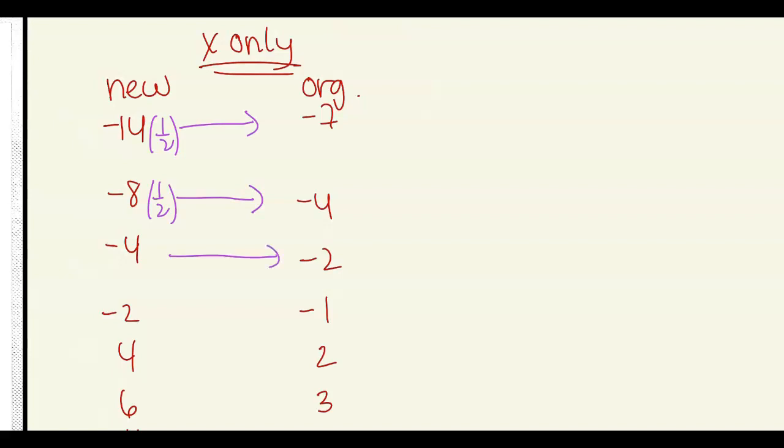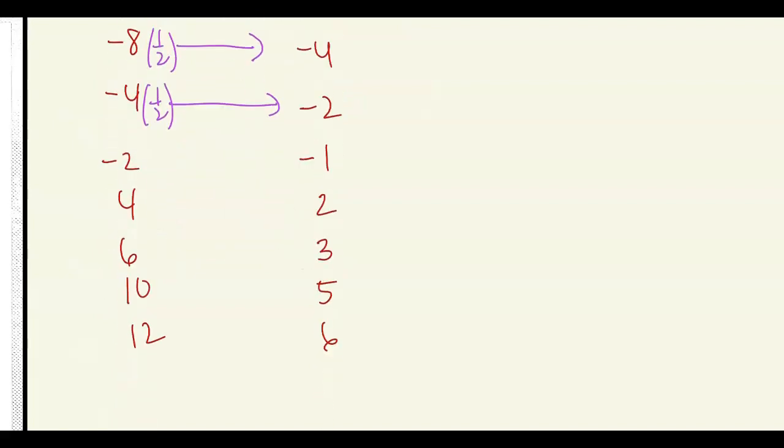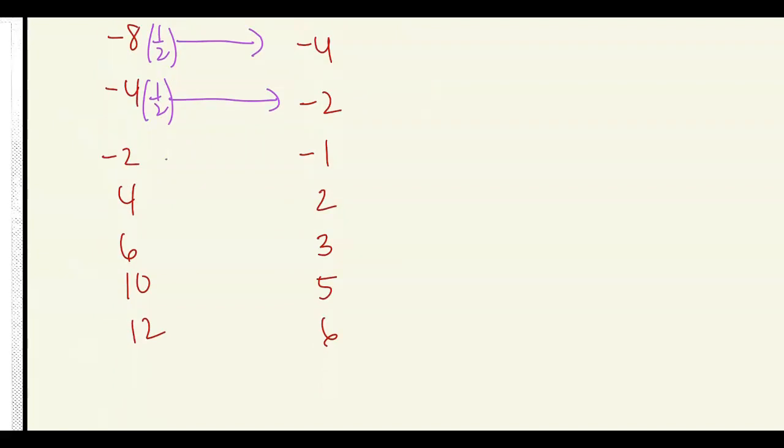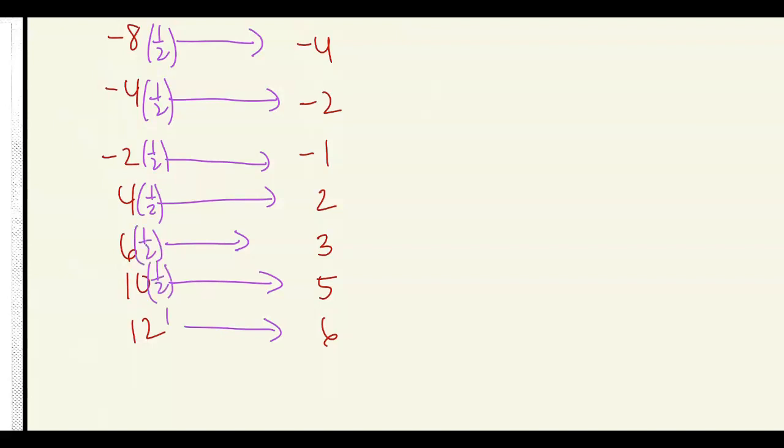Let's do one more. From negative 4 to negative 2, you want to make sure the signs stay the same, so it's still negative. And to get from 4 to 2, again, you're just going to take half of that or divide it by 2. Double check the remainder of this column. If I was to go from negative 2 to negative 1, 4 to 2, 6 to 3, 10 to 5, and 12 to 6, will I just be able to take half of each of those numbers? The answer is yes. I can definitely take half of each of those numbers in order to get to my original value.